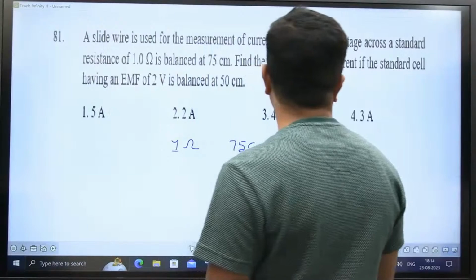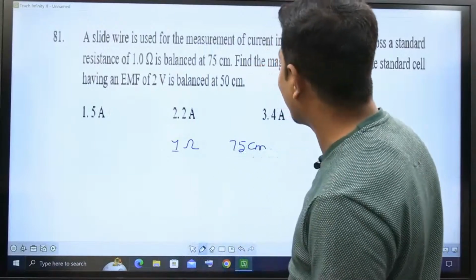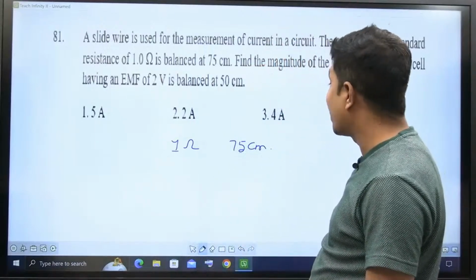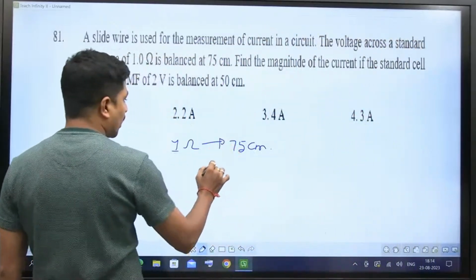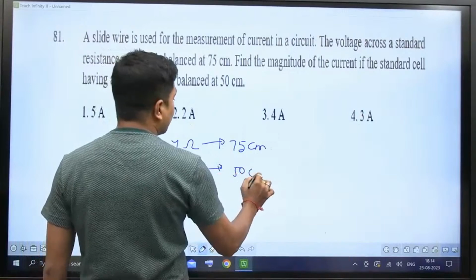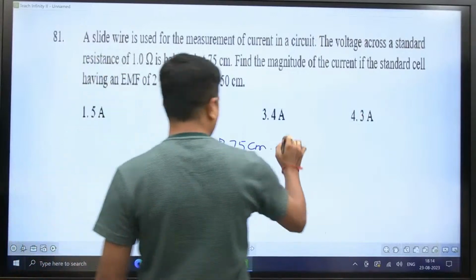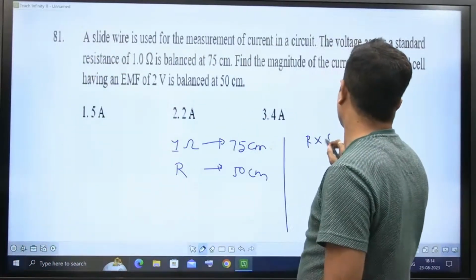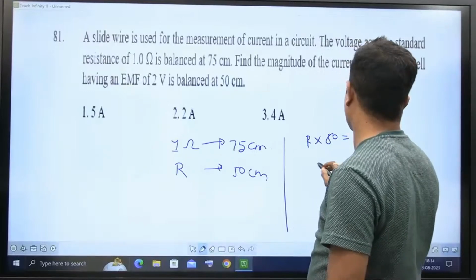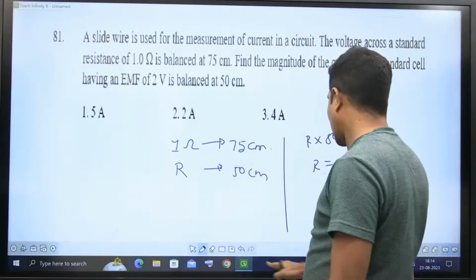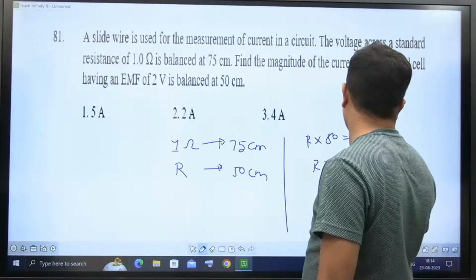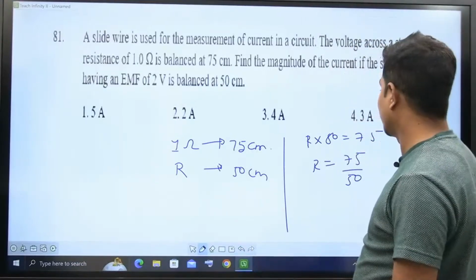Find the magnitude of the current when a standard cell having an EMF of 2 volts is balanced at 50 centimeter. See, 1 ohm for 75 centimeter, then 50 centimeter, how many ohms? Let R ohms, then R into 50 is equal to 75. So R is equal to 75 by 50.